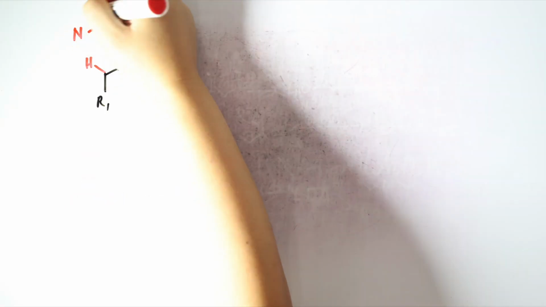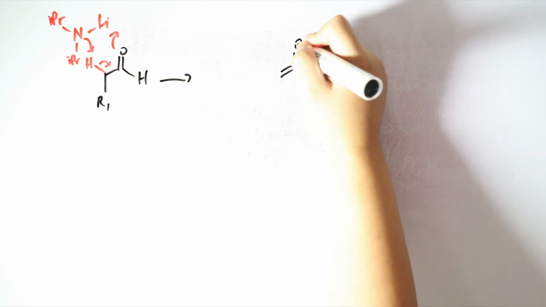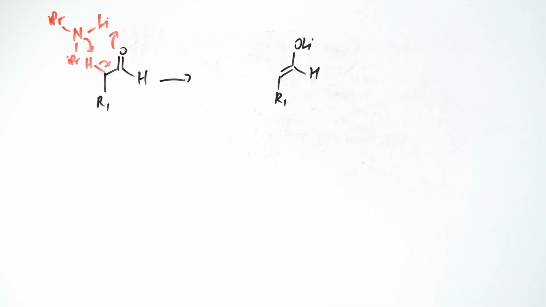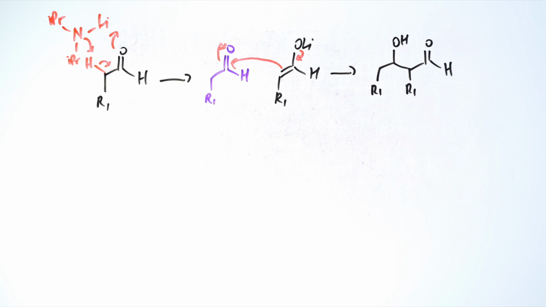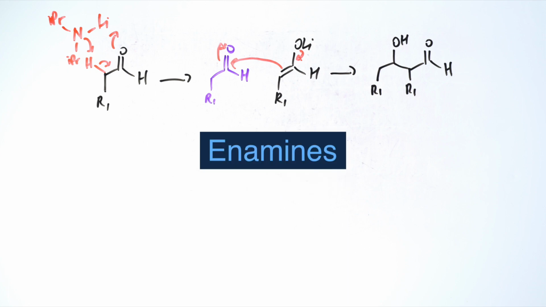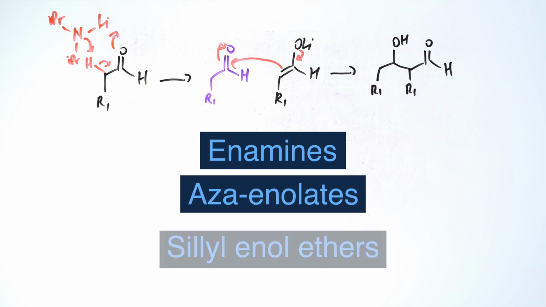If we use LDA with aldehyde compounds, it will still form enolates. However, this reaction is not fast enough, so there is still starting aldehyde present, which leads to a self-condensation reaction. So, to alkylate aldehydes, we have the following alternatives: enamines, aza-enolates, and silyl enol ethers.